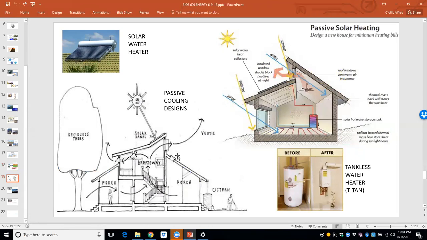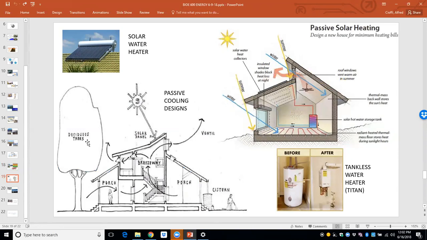So by putting clerestory openings on the shady side of the house, that will create a breezeway so that the air can vent through, and fresh air will come in and displace that warm air on the second story. Also, deciduous trees, deciduous means that they will shed their leaves in the winter.